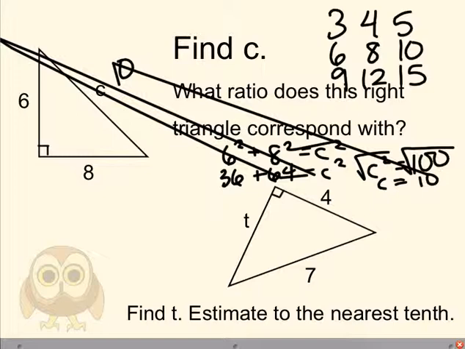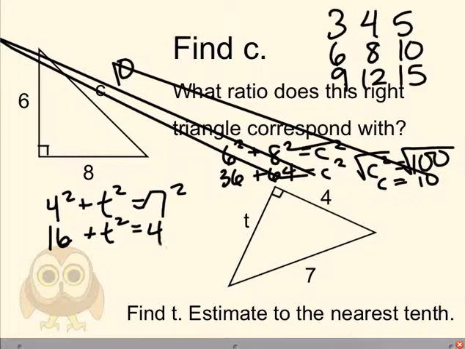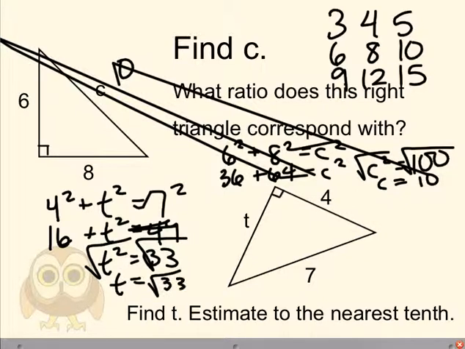All right, let's try this one though. In this case, we are missing a leg, and we have the hypotenuse. So I actually have 4 squared plus t squared is equal to 7 squared. All right, so we have 16 plus t squared equals 49. So I subtract 16 from each side and get t squared is equal to 33. So the square root of 33 is the exact side length of t.